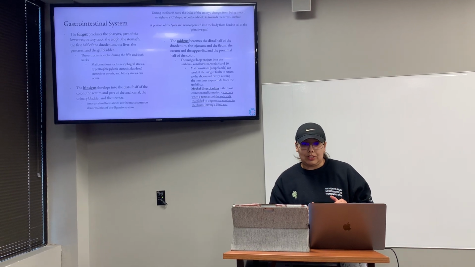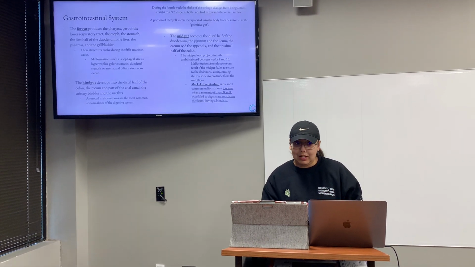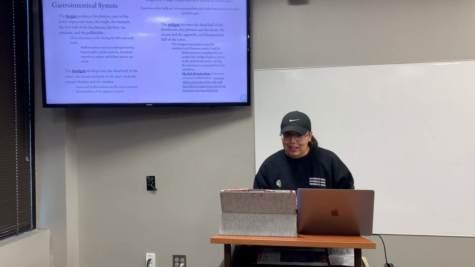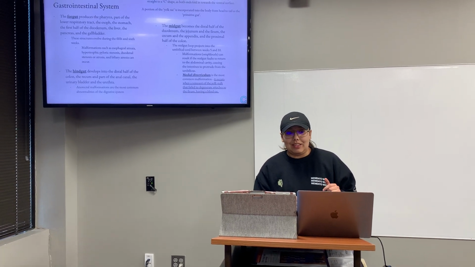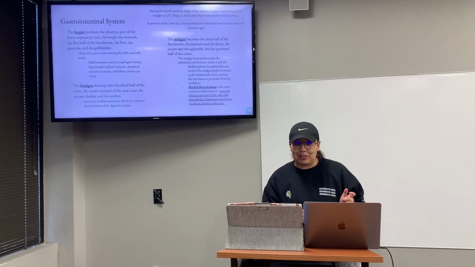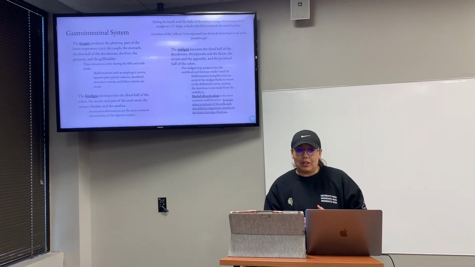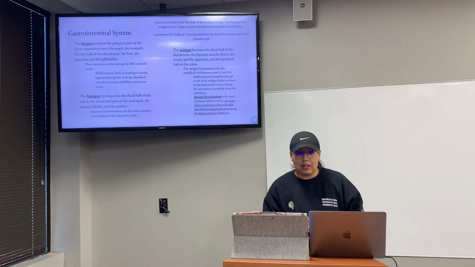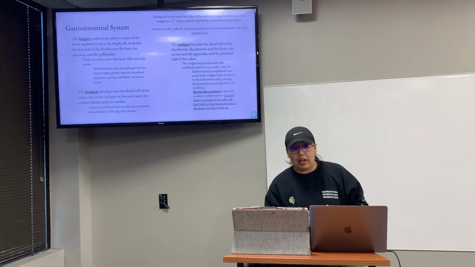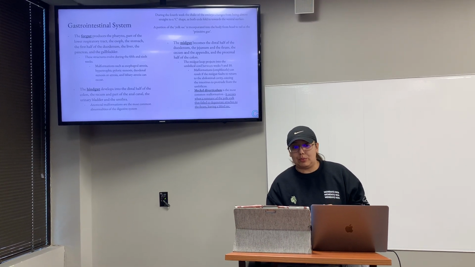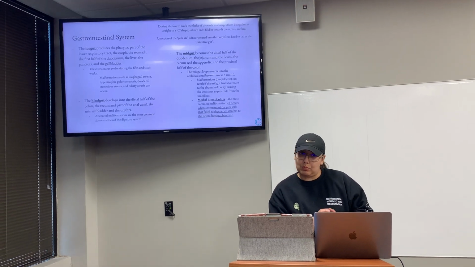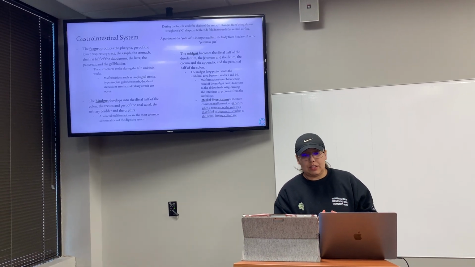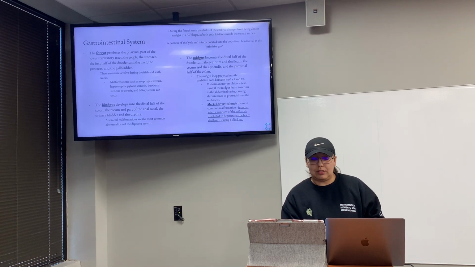Moving on, you got the midgut. The midgut becomes the distal half of the duodenum, the jejunum, and the ileum, the cecum and the appendix, and the proximal half of the colon. The midgut loop projects into the umbilical cord between weeks 5 and 10. Malformations can result if the midgut fails to return to the abdominal cavity, so it folds and all, causing the intestines to protrude from the umbilicus.